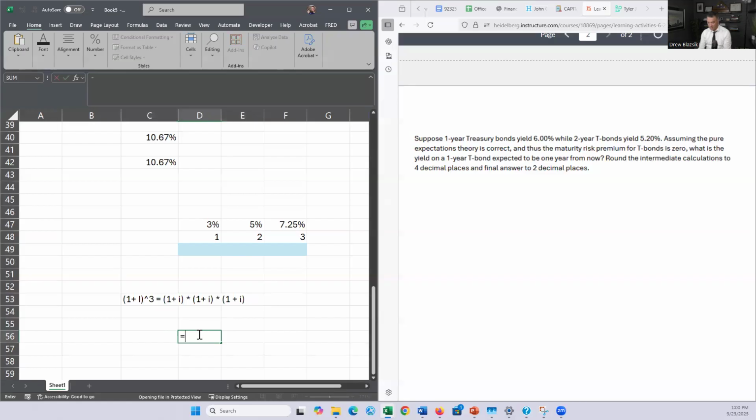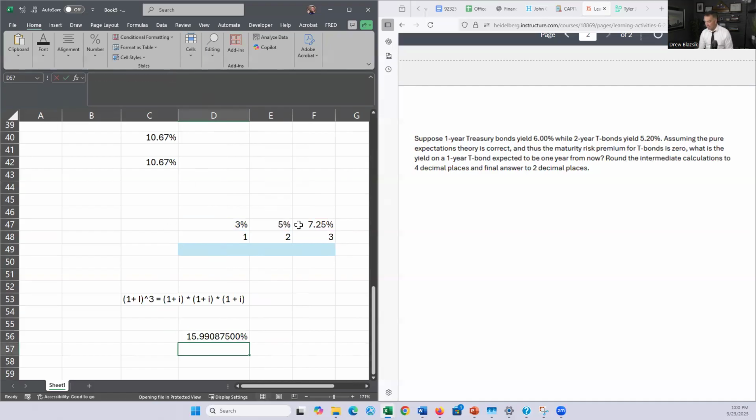So let's find that out. I'm going to go equals. So I'm going to go 1 plus the 3%, multiply it times 1 plus the 5% times 1 plus the 7.25%. So that's the total interest you get. And then, of course, I want to subtract out 1, or it's compound interest.